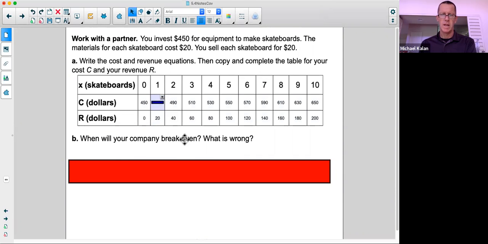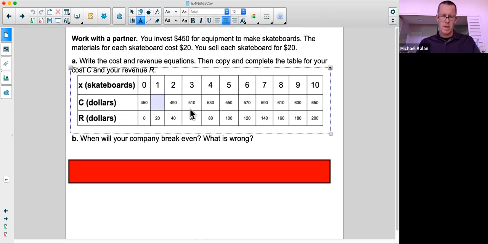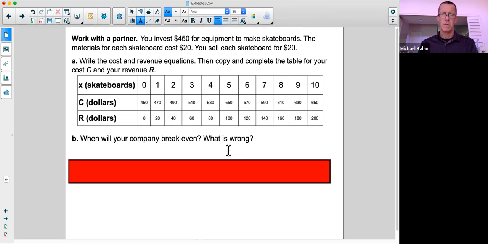What number should go in there? We know it should be what? Yeah, 470, right? Because it's the initial 450 plus another 20 for the skateboard. And then our revenue, our money coming in, increases just by 20.